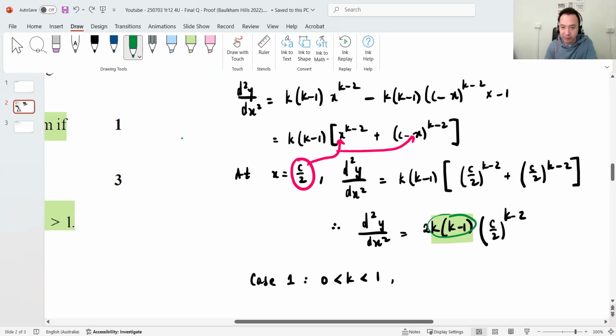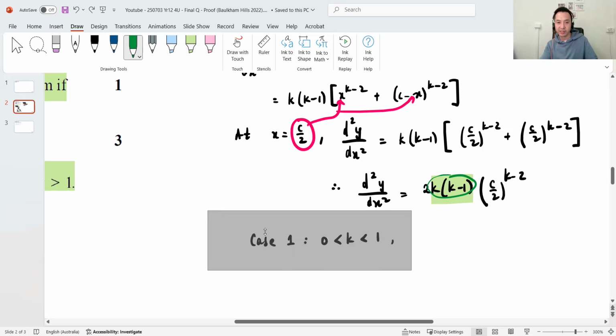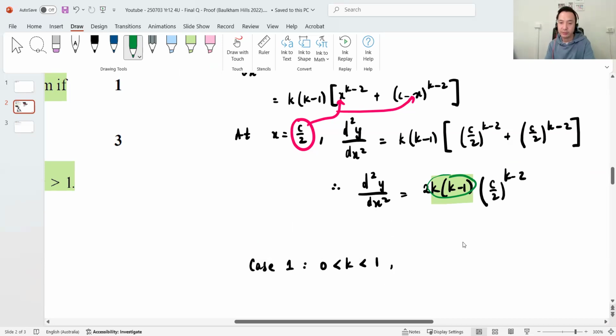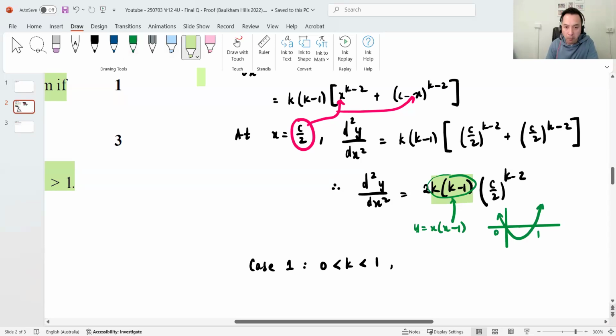But it's this bit here that's the key part. So if I do it off to the side, just to illustrate the concept, if I had to sketch y equals x minus 1, that's like a parabola, so it looks like that. Between 0 and 1, for this case here, that's this bit here. So it's negative. Negative gives a maximum, and that's what I want. Yep, perfect.